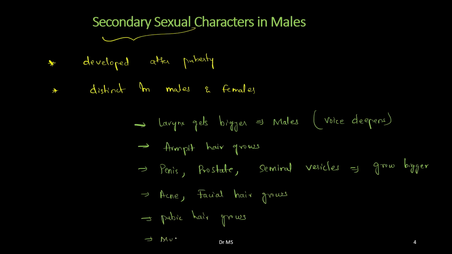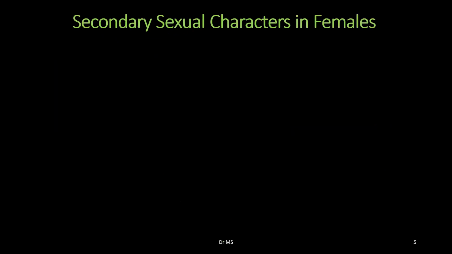And in males, the muscles will develop due to testosterone. So muscle develops. All these secondary sexual characters are developed due to the male sex hormone, testosterone. The same kind of secondary sexual characters you will see in females, but they are somewhat different. In females, you will see a high-pitched voice. Actually, the voice is bright compared to males. In males, the voice is deep. In females, the voice is bright. Breast development, enlargement and development for milk production. Armpit hair grows.